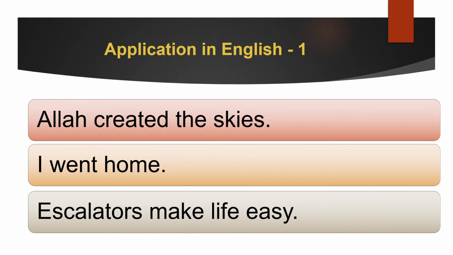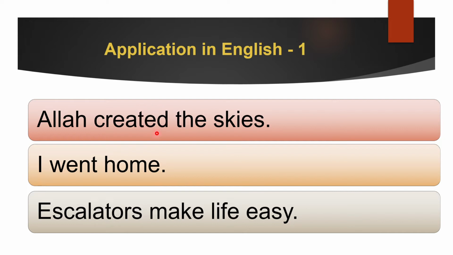Alright, before we apply what we just learned to English grammar, first we are going to broadly categorize the sentences. We are going to break each component of the sentences and tell whether it's an ism, fi'l, or harf. Okay, let's get started. The first sentence is: Allah created the skies. The word Allah is an ism. Why? Because it's a name. Created is a fi'l. How do we know it's a fi'l? Because it's stuck in the past.